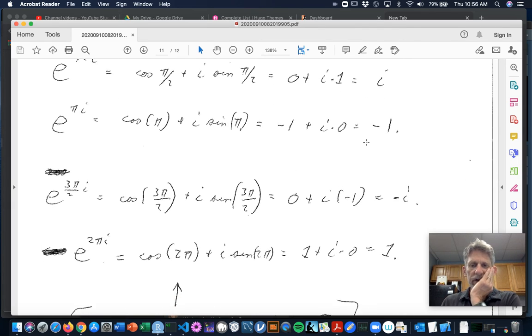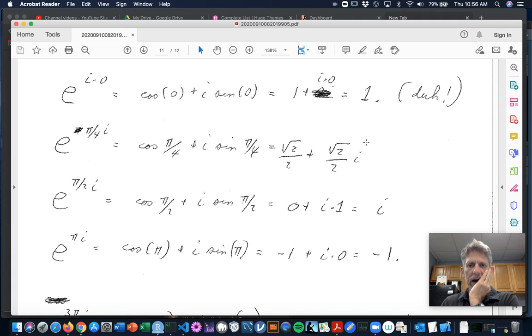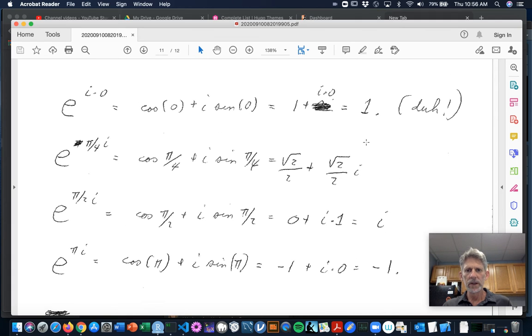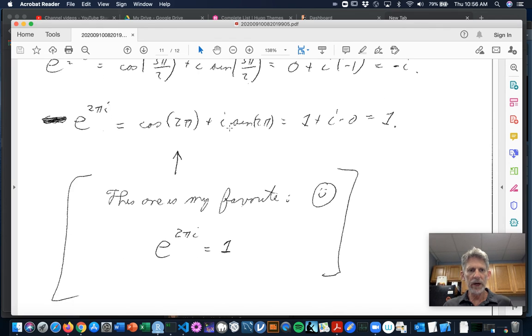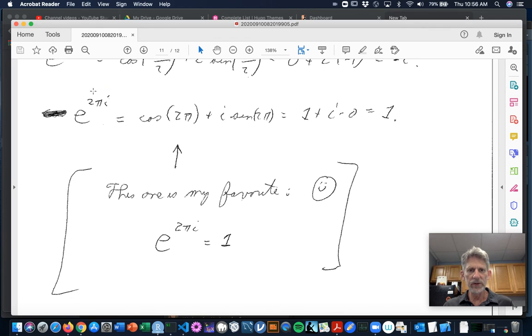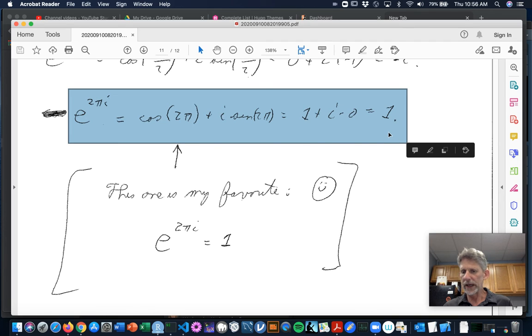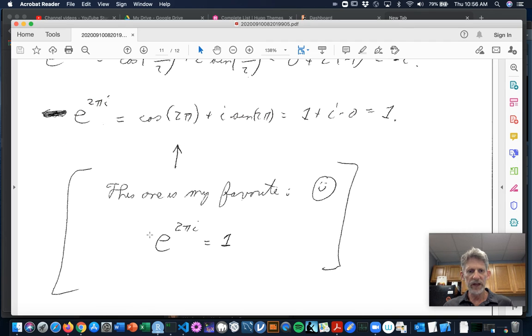And so we have this kind of a same going around feeling. But before we talk much more about that, I really want to just point out that this is absolutely one of my favorite identities. So it's saying that e to the 2 pi I is 1.